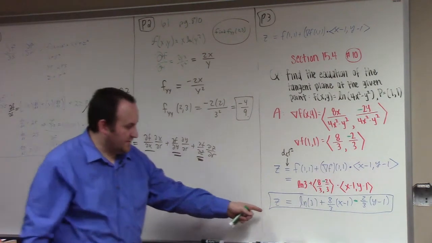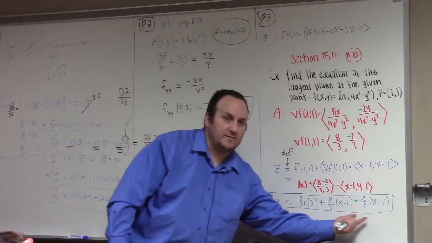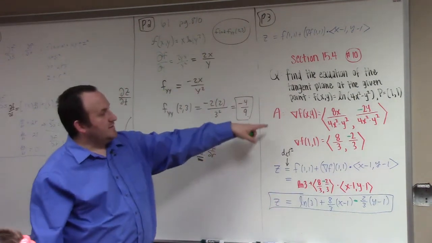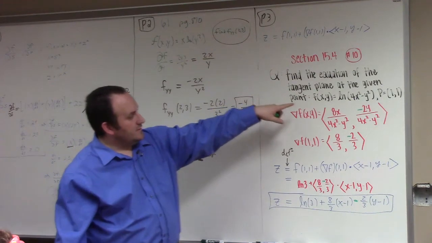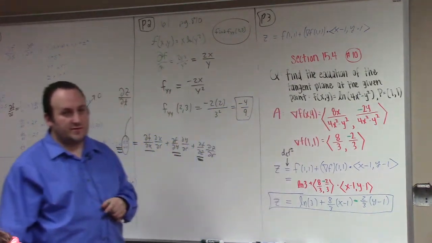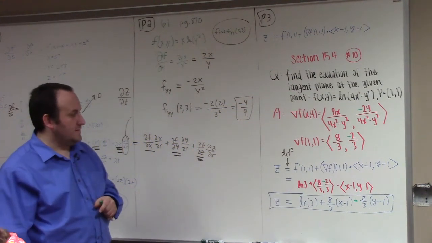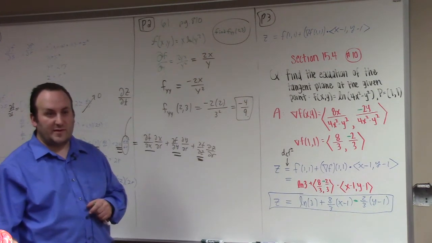And so there you go. This is the equation of the plane, which best approximates z equals the log of 4x squared minus y squared near the point (1, 1, natural log of 3) in 3 dimensions.